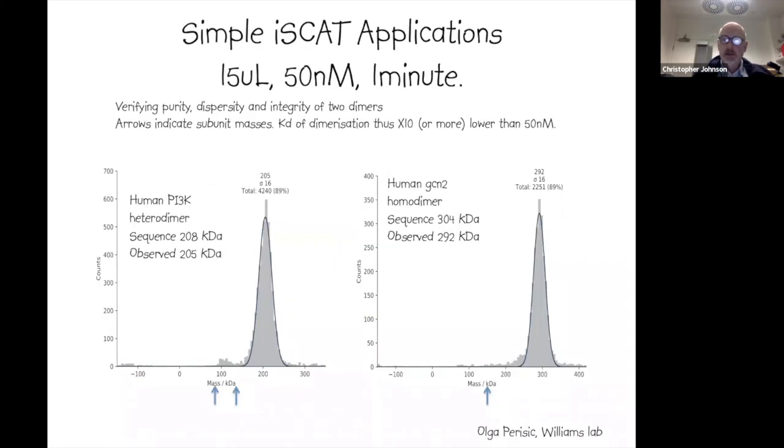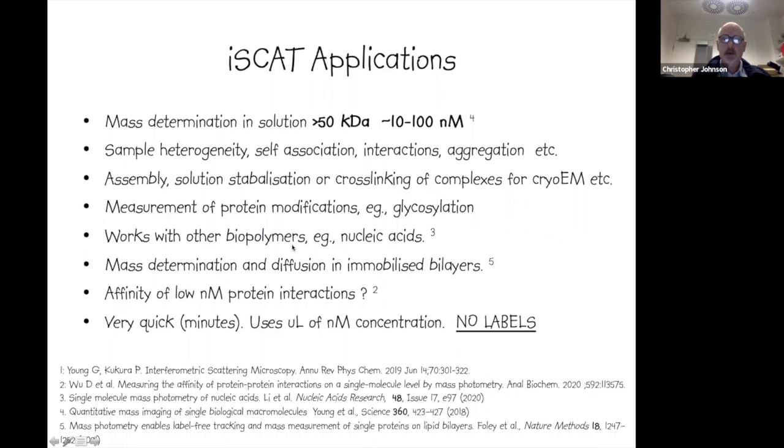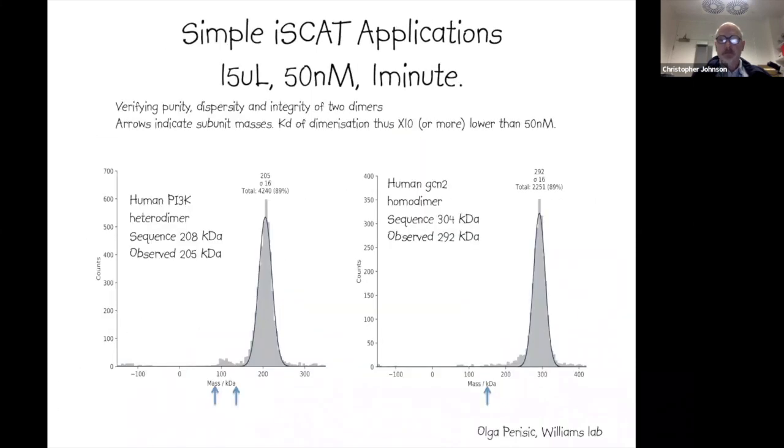Here's just an example of some data we've collected on the instrument here, using 15 microliters of 50 nanomolar sample, measuring for a minute. In this case, both of these two proteins are dimers. On the left, we have a heterodimer, and the sequence mass for this heterodimer should be 208. We observe a distribution, and if we fit this to a Gaussian, we get an average mass of 205. And the masses of the individual components are down here.